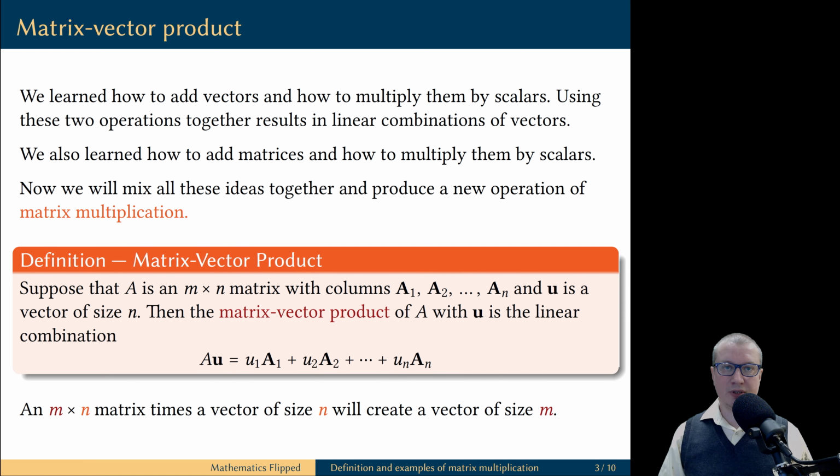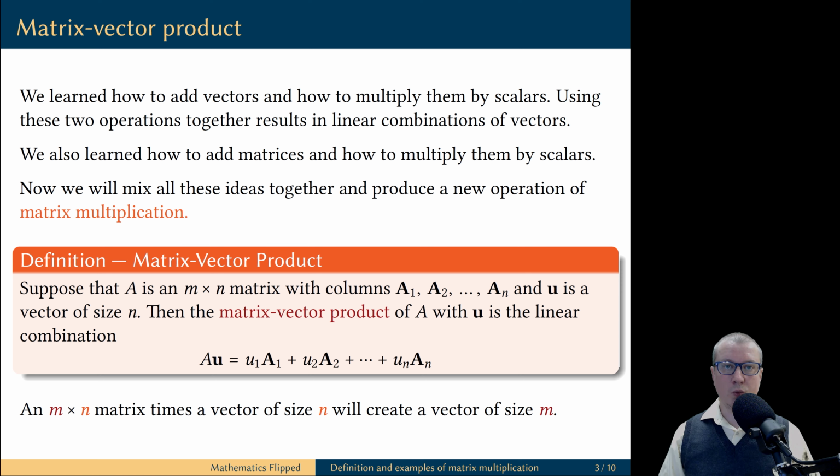product. Suppose that A is an m by n matrix, so it has n columns which we label A1, A2 through An. Also, suppose we are given a column vector u of size n. The size of this vector is equal to the number of columns in the matrix A. Then, the matrix vector product of the matrix A and the vector u is given as a linear combination of the columns of the matrix A with components of the vector u used as the scalars.